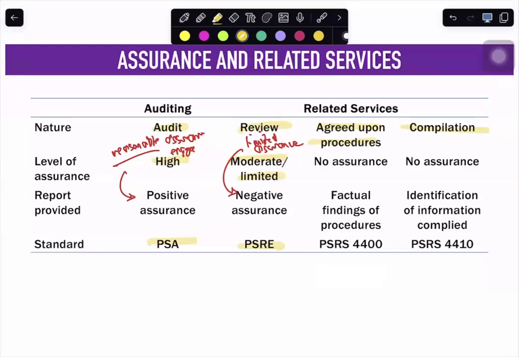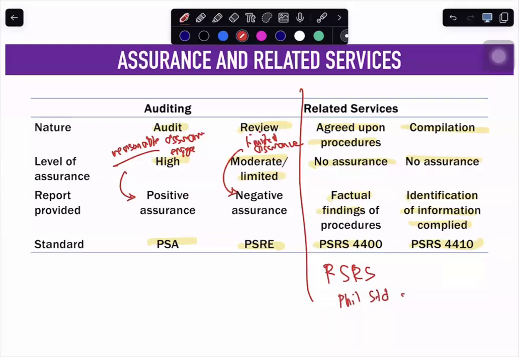For agreed upon and compilation, sabi natin no assurance. It's factual findings of procedures. So we have here PSRS 4400, while for compilation, PSRS 4410. So that is identification of information compiled. That is Philippine Standards on Related Services. Just in case you were asked what particular standard is used for audit, review, agreed upon, and compilation. So for related services, always remember it is PSRS, kasi nga, Philippine Standard on Related Services.